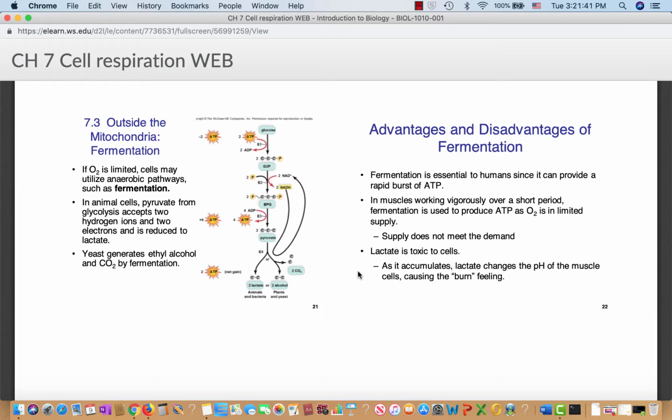So let's say you don't have access to oxygen, or not sufficient quantities of it. Maybe you've been running for too long, or you're up on top of a mountain. Something where you've got limited access to oxygen. So what are you going to do? Well, then you ferment, and you can get some energy this way.